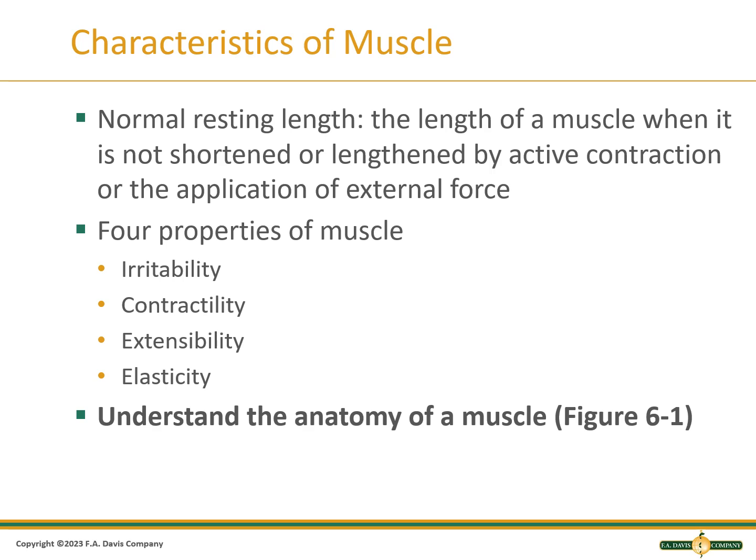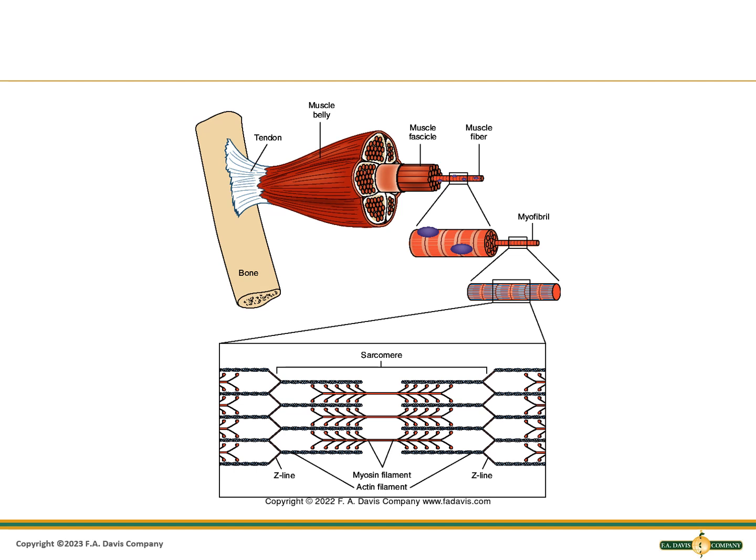I want you guys to be able to understand the anatomy of a muscle from figure 6.1 too. So figure 6.1 here, we have the smallest functioning unit of muscle as the sarcomere, and we can see that at the bottom of this image. And sarcomeres group together to form a myofibril. Myofibrils group together to create a muscle fiber, which group together to create a fascicle, and multiple fascicles group together to form a muscle belly.